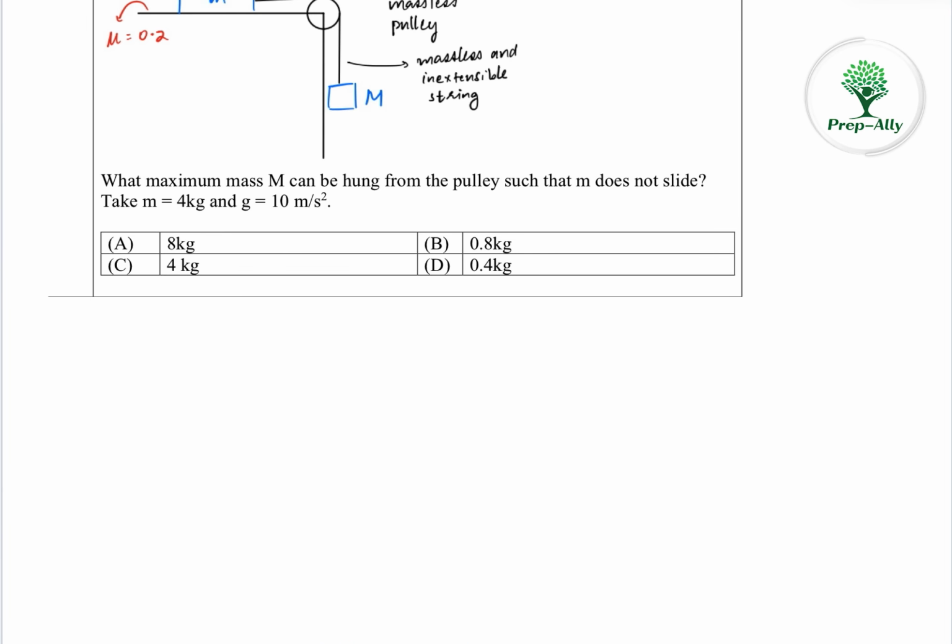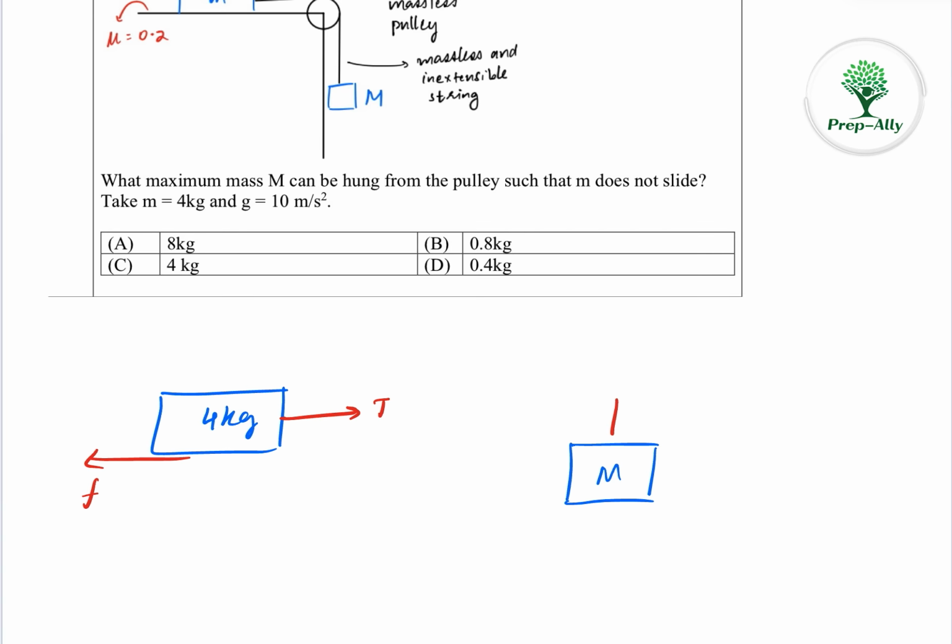What maximum mass m can be hung from the pulley such that small m does not slide? Okay, let us draw the free body diagram for each mass. So here we have small m. That is 4 kg, already given to us. You see here the string is going to pull in this direction, tension, but in the opposite direction we'll have friction. On the other hand, we also have mass capital M here. The same ideal string, so tension is same throughout the string, and we'll also have its weight acting vertically downward.